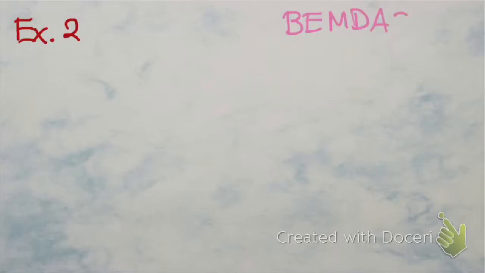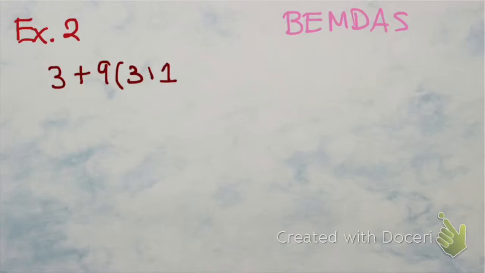Now let's keep going with a second example. We'll call this example 2. And just so that we don't forget, BEMDAS. Okay. Here we go with our next example. 3 plus 9 times 4. And let's put the exponent here. So minus 5 squared divided by 5.